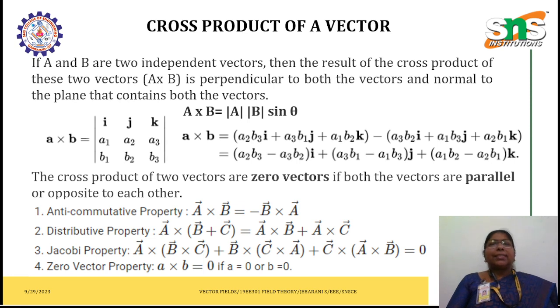Moving on to the next method of multiplying vectors, multiplying two vectors, we can go with the cross product. When it comes to the cross product, we write it as A cross B. So A cross B is equal to the magnitude of A into the magnitude of B into sine theta. We write it as sine theta. In the previous case, the dot product, it was cos theta. Now here it is sine theta.